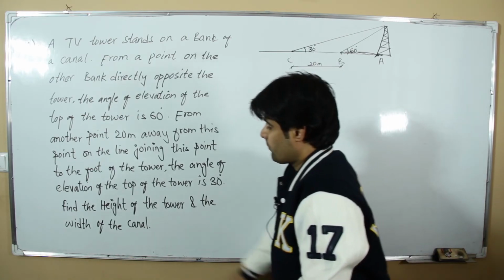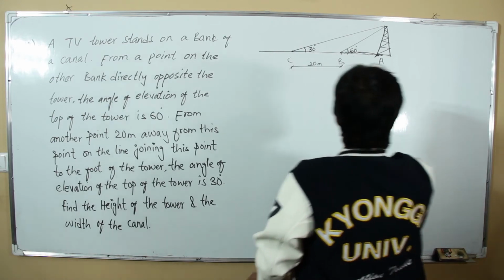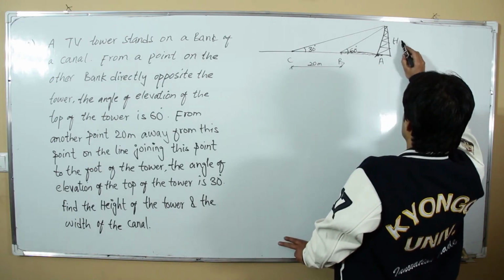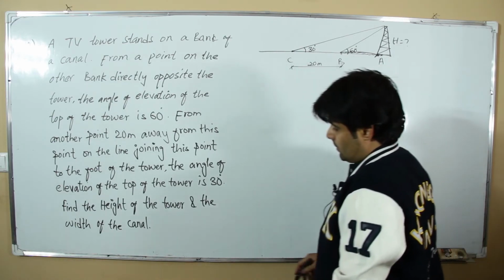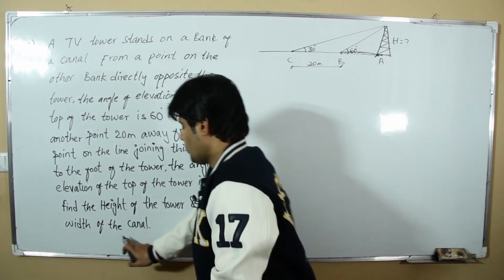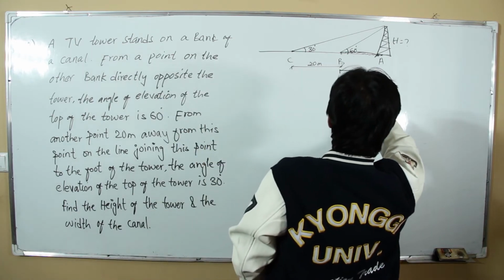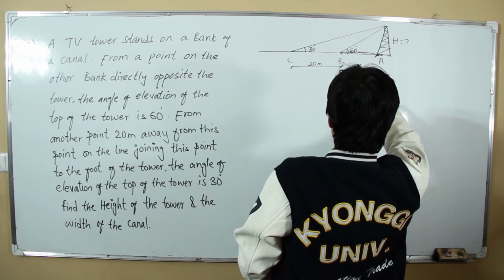Now, you have to find the height of the tower. You don't know this one, h. Second, the width of the canal, and you don't know this one, x.